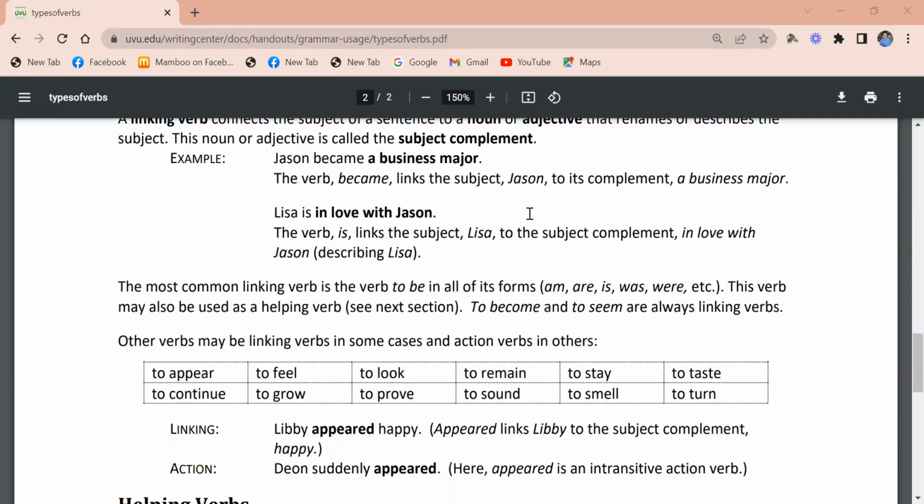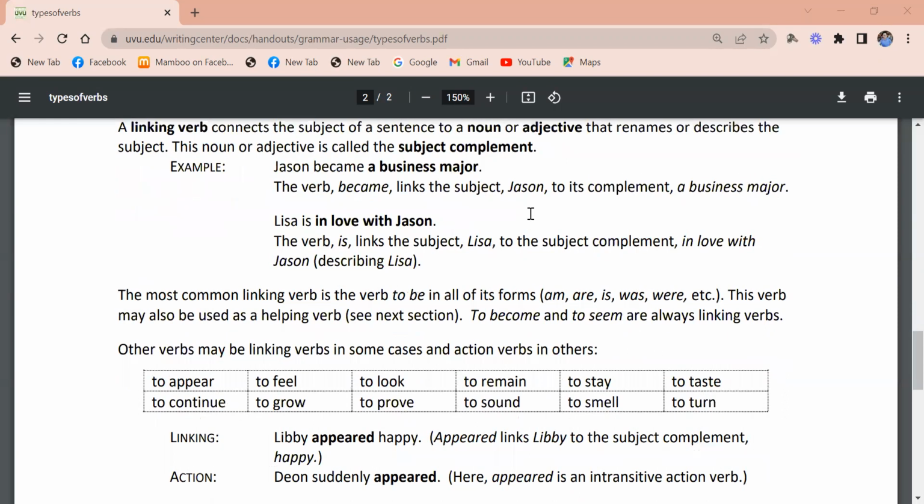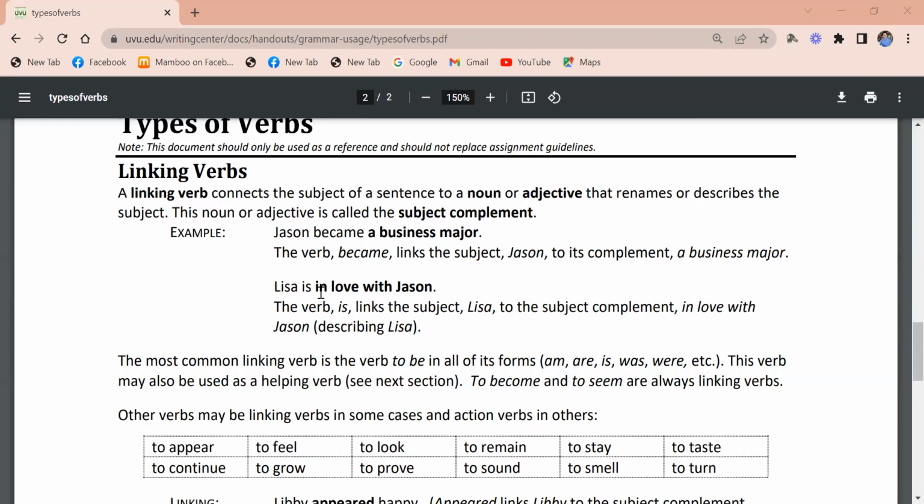Okay, next. Lisa is in love with Jason. Of course, yan ang usual or common na linking verb. Is, are, was, were. Lisa is the subject. Linking verb is in love with Jason. Subject complement, of course. Who is in love with Jason? Lisa. Dinidescribe lang niya.